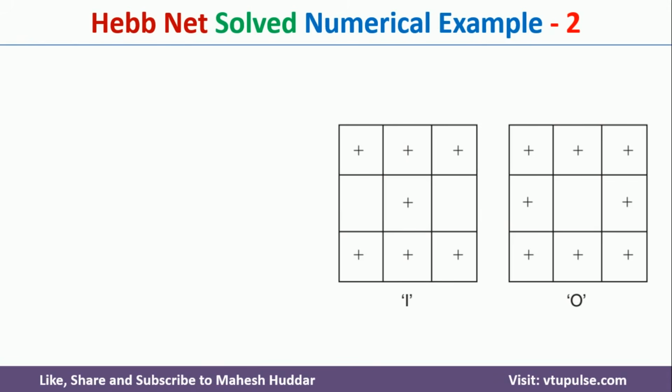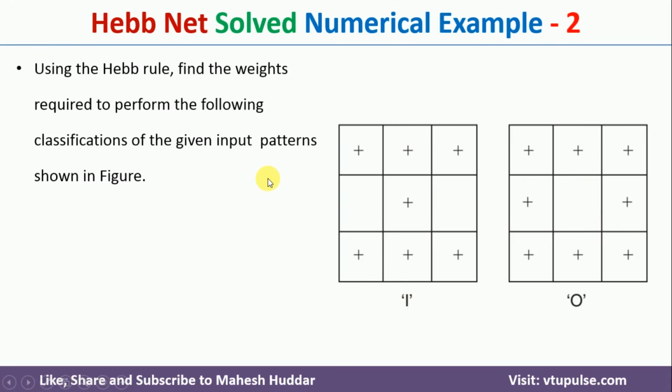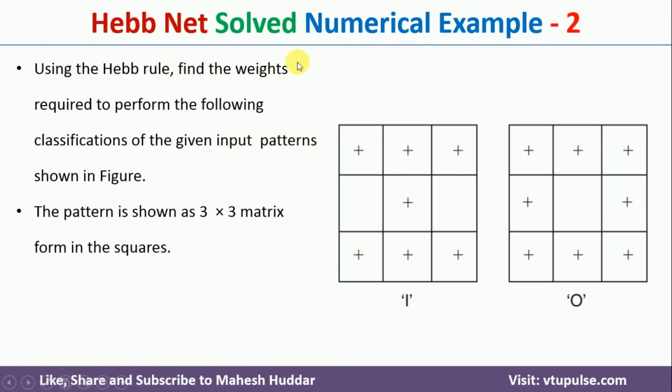In this case, we have been given a dataset consisting of two patterns. The first pattern is I, and the second pattern is O. For this given dataset, we need to apply the Hebb rule, and then design a Hebb network. This particular pattern is a 3 by 3 matrix. Some squares contain a plus and some squares are empty.